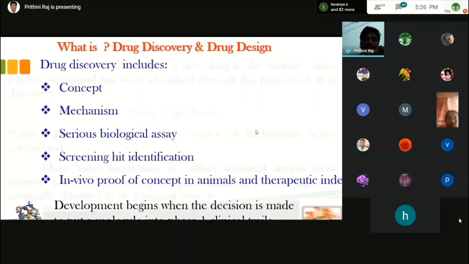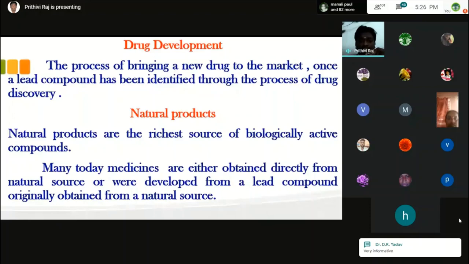So what is drug development? Drug development is the process of bringing a new drug to the market. Once you find a lead compound through the process of discovery, this whole process is called drug development.